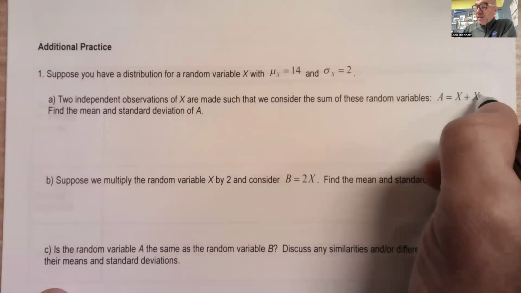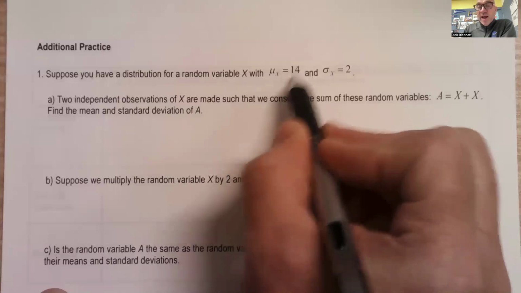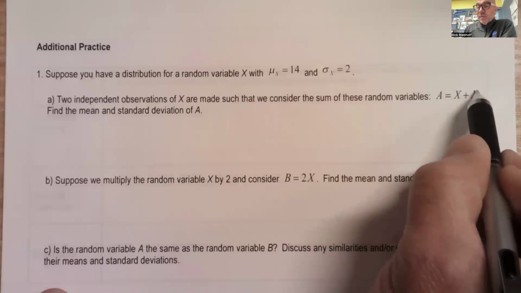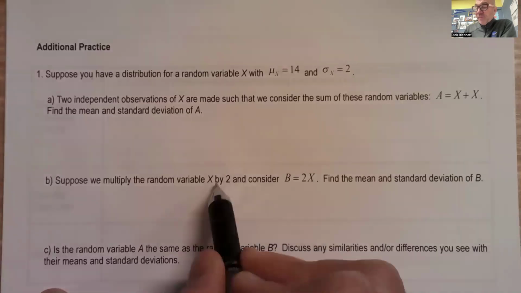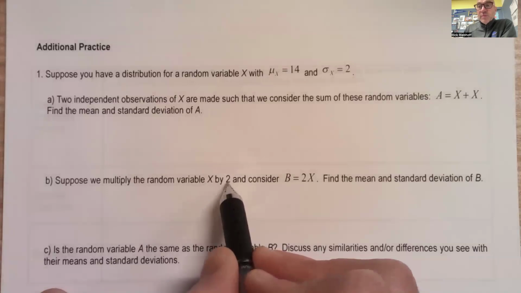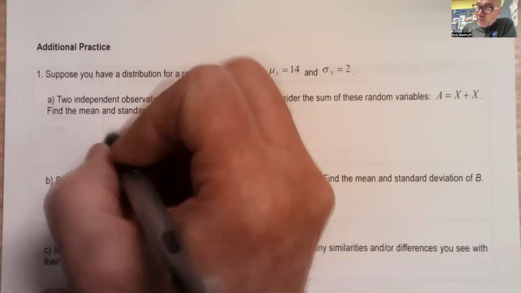Because these are independent, they could end up being different numbers, because they have this distribution. On average they hit 14, but there is a standard deviation of 2. So this could be 12, this could be 15.2. For 2X, if X is 15.2, we're multiplying that by 2 and we get 30.4. So, different problems.